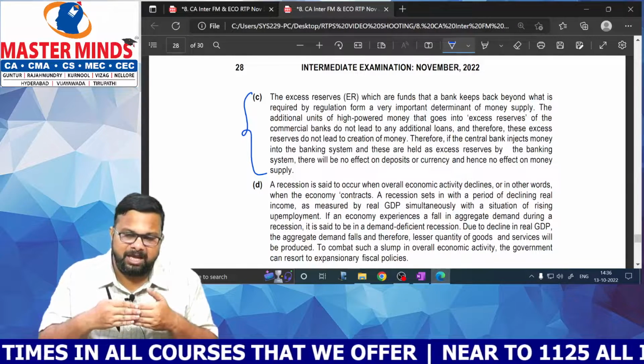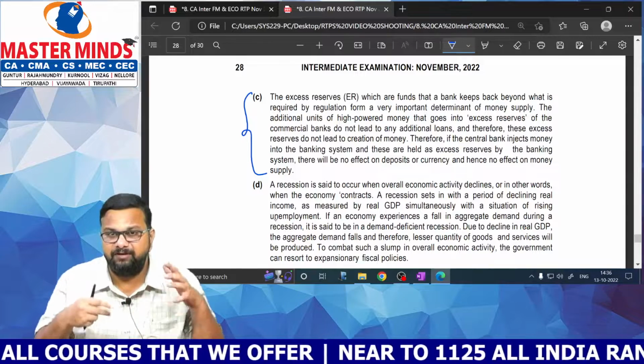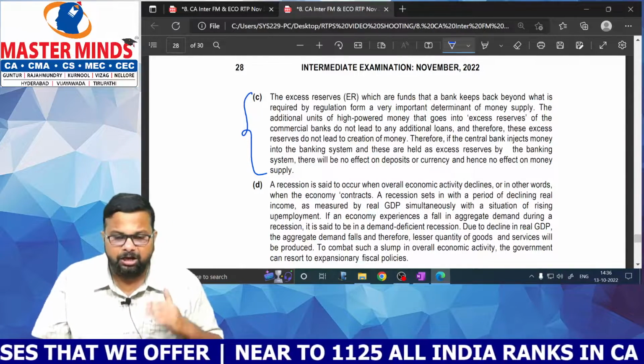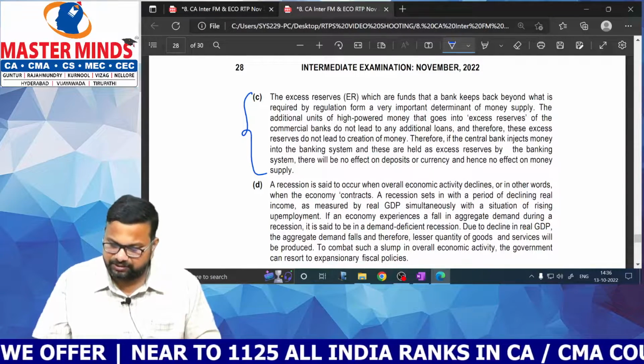So how the behavior of the commercial bank, the central bank, and the public will affect the money multiplier and money supply in an economy. There is a specific question in our material. If you go through that question in the money markets chapter, you can easily understand.